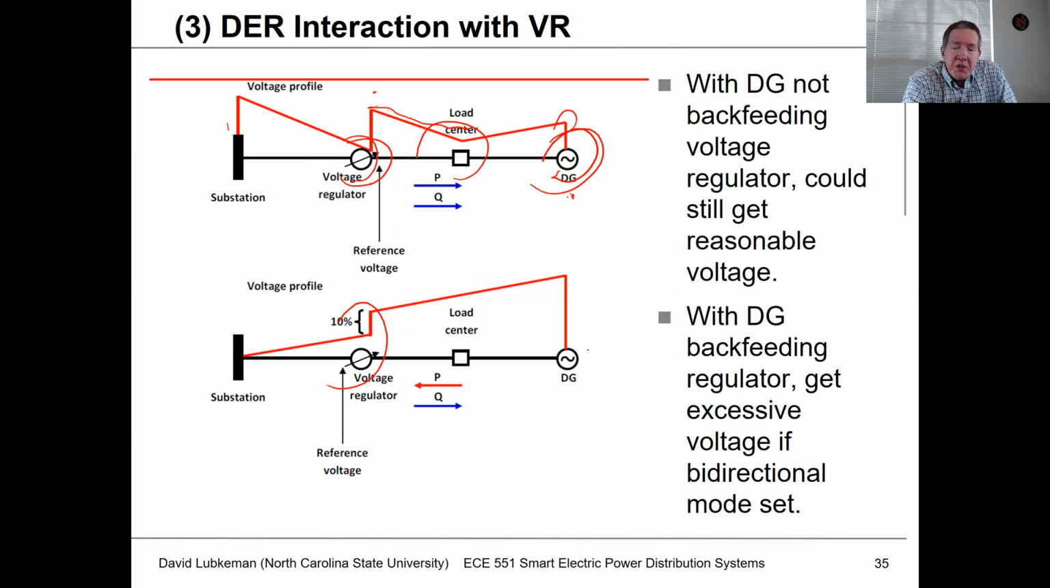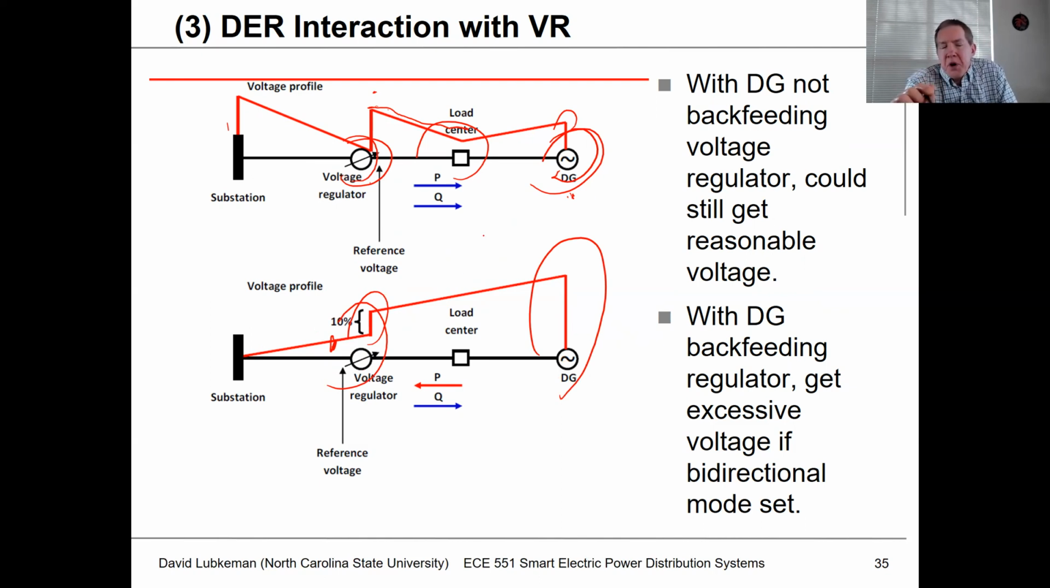And then what it'll do is, the DG causes the voltage to be high. Then what this regulator is going to do is it's going to try to drop it down. And what's going to happen on this side is the voltage is not going to be regulated properly.